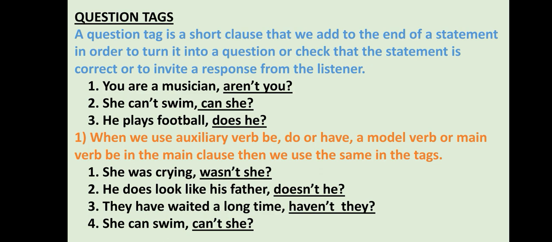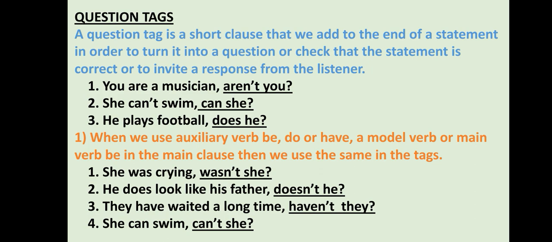Now we have certain rules for question tags, and we should know what kind of question tag we need to use for a given statement. So for that we have certain rules. The number one rule is that when we use an auxiliary verb be, do or have, a modal verb or main verb be in the main clause, then we use the same in the tag.